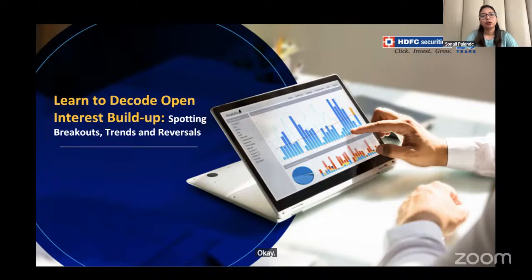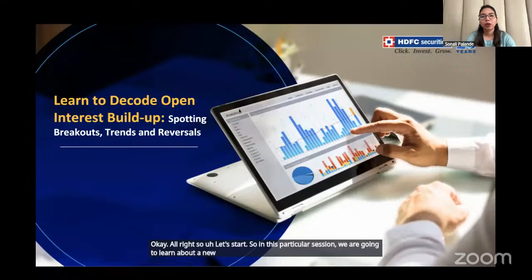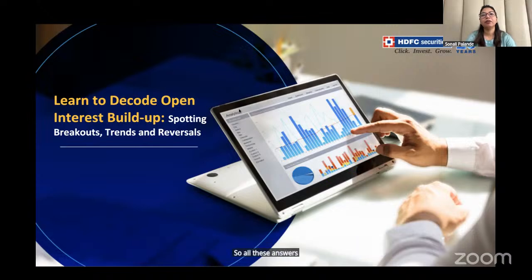All right, so let's start. In this particular session, we are going to learn about a technique that is not new, but very unique, to make a decision about any trade: when to enter, whether it is good to capture that breakout or breakdown, or which direction that particular stock or entity can go. All these answers we can find when we learn to decode the open interest build up.